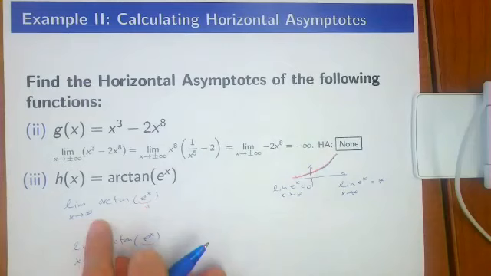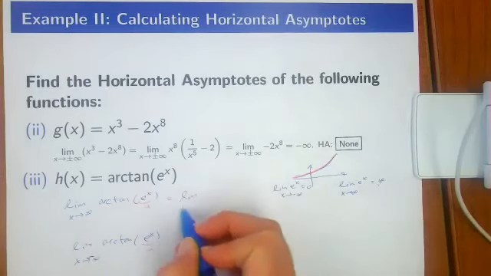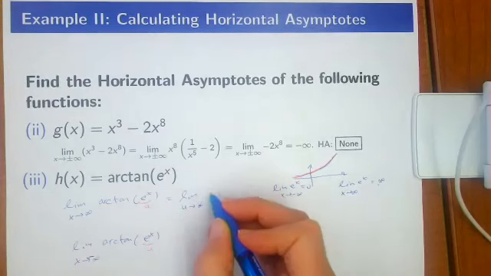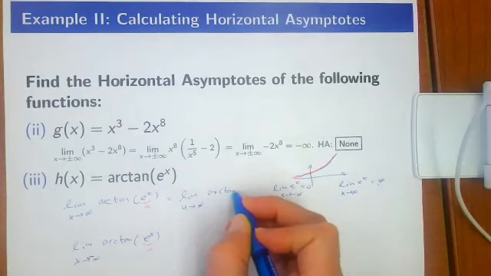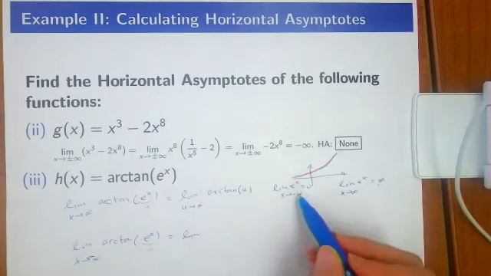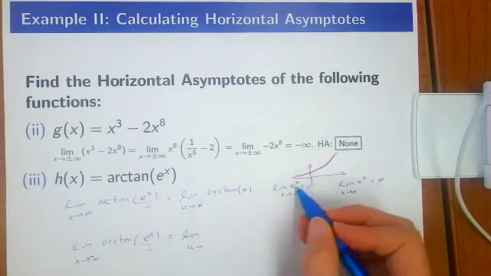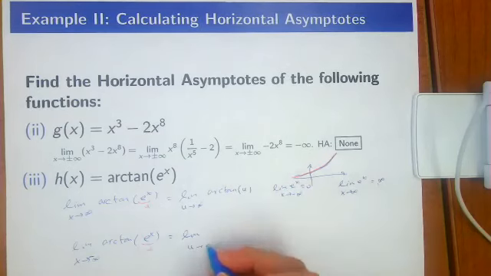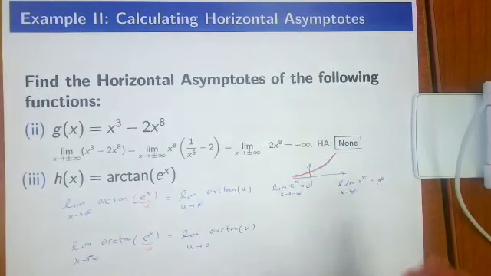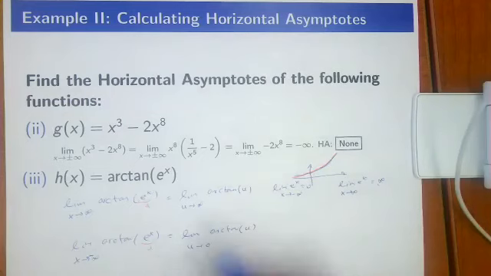Therefore, when x goes to positive infinity, this becomes the limit as u goes to positive infinity of arctan of u, and this one becomes the limit as, let's say, u goes to, where does u go? u goes to 0, of arctan of u. Now that we took care of the inside function, I have to think about the outside function.